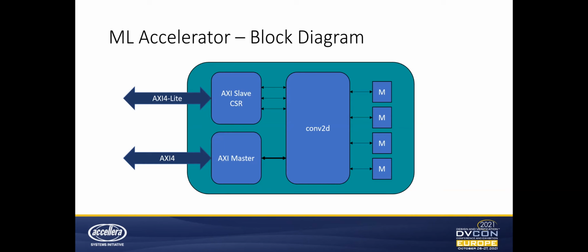Specifically, the control and status registers connect via AXI4-Lite bus with the design acting as a slave, and feature map data comes in from reads via an AXI master connection on the bottom. The bulk of the internal activity takes place within this conv 2D submodule, and that communicates with internal local memory that we're showing on the right.